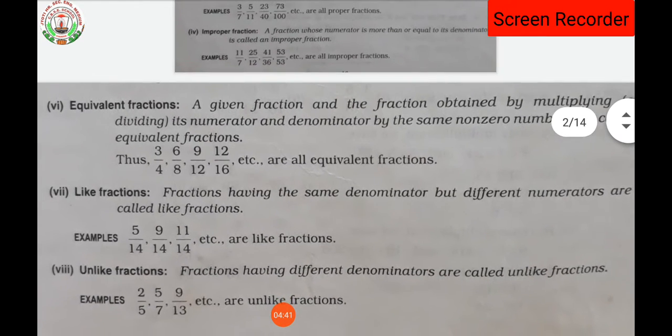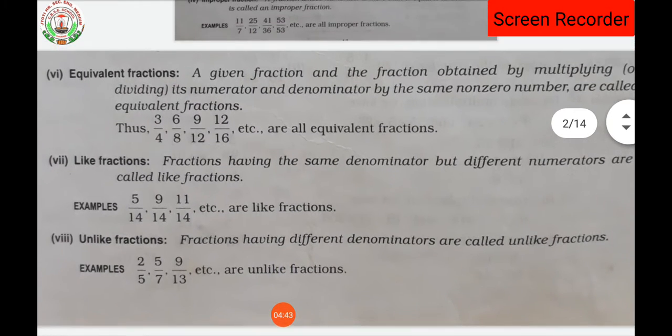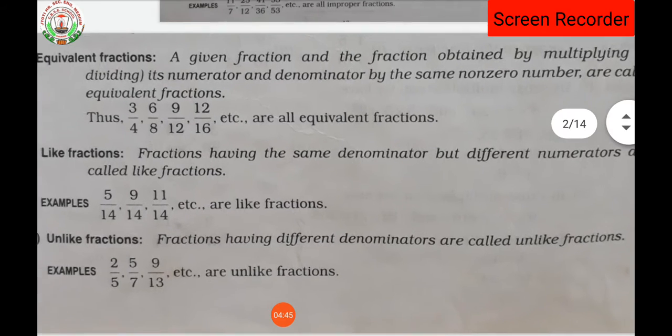Now next will come the equivalent fraction. So what do you mean by an equivalent fraction?